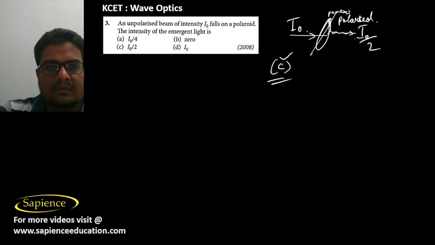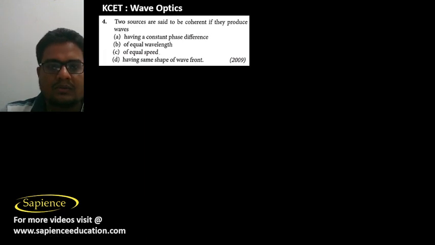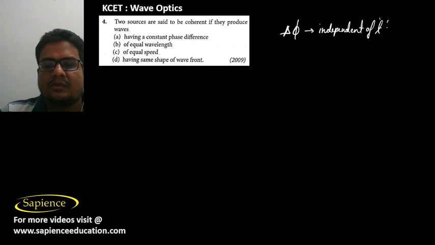Then in question number 4 it is told two sources are said to be coherent if they produce waves having a constant phase difference. Their phase difference delta phi should be independent of time, should not be a function of t. So it should be constant in time. The phase difference is always constant. So option A is the correct answer.